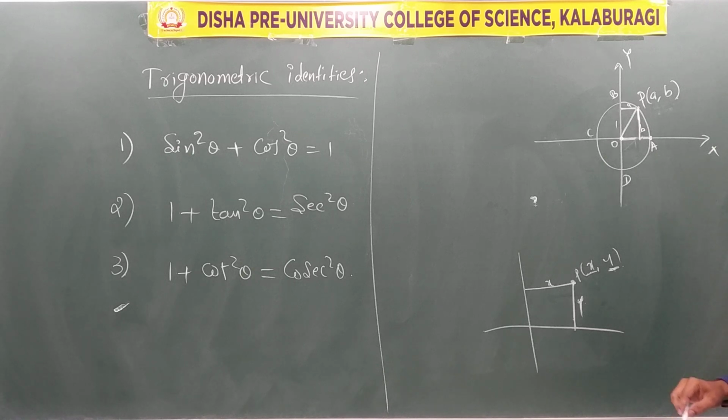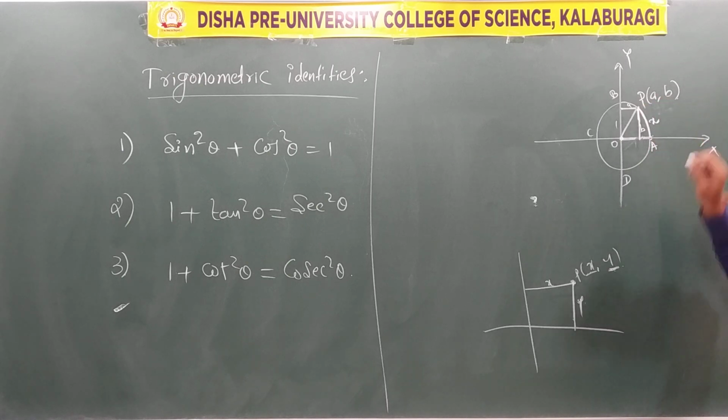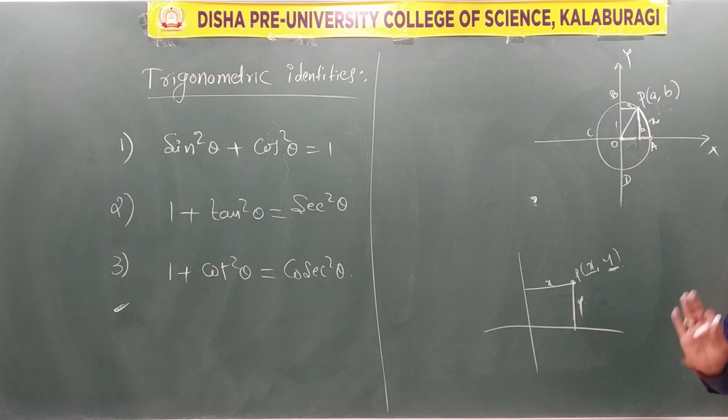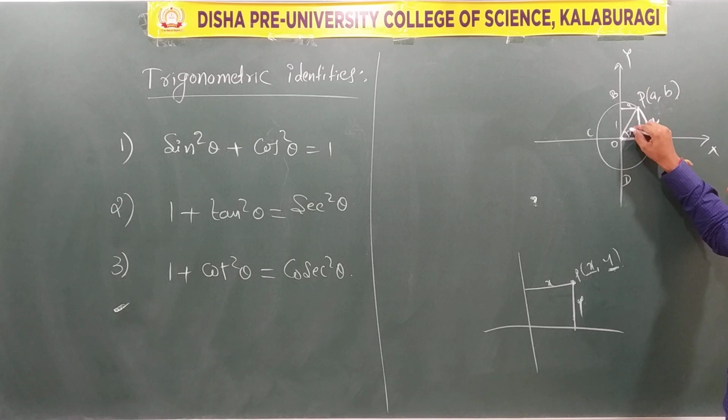Now observe here. This length is AP. The arc AP is nothing but a portion of a curve. Suppose the AP length is x units. Then the angle subtended by this arc AP at the center of this unit circle is x radian.